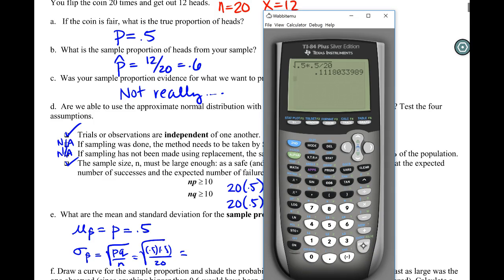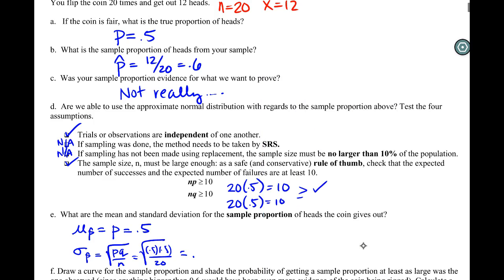we've got 0.1118. All right. So based on that standard deviation, 0.6 is totally not unusual, right? If we added one standard deviation to this, 0.6 is within one standard deviation of the mean. It's in that middle 68%. So we're already thinking, doesn't look like I have enough evidence to prove that my roommate's cheating here. It doesn't look like this is something terribly unusual that's happening.